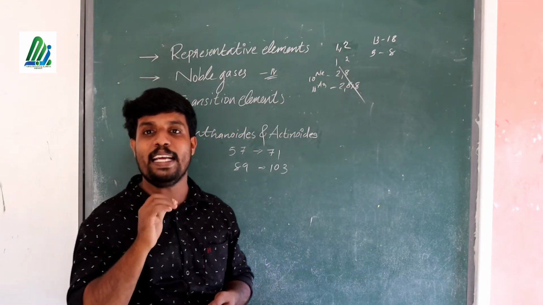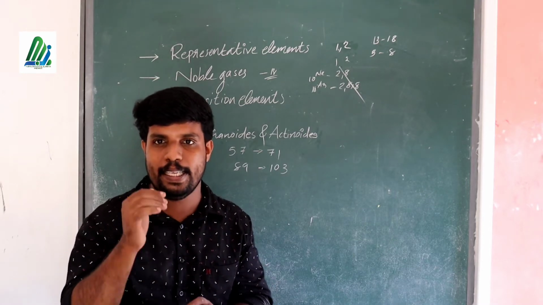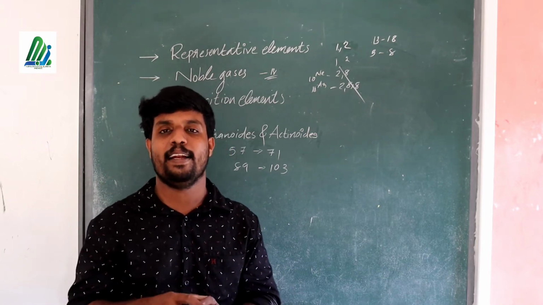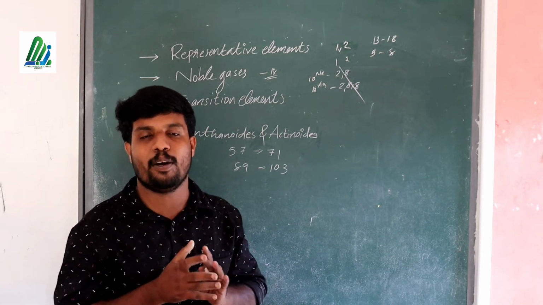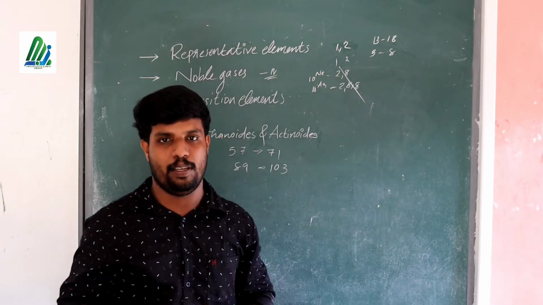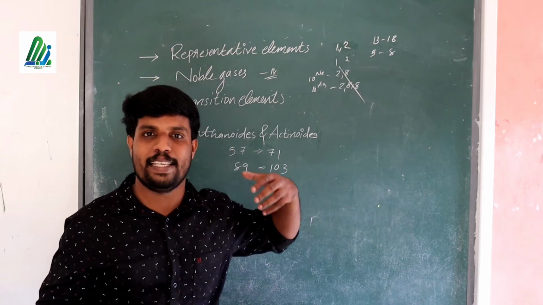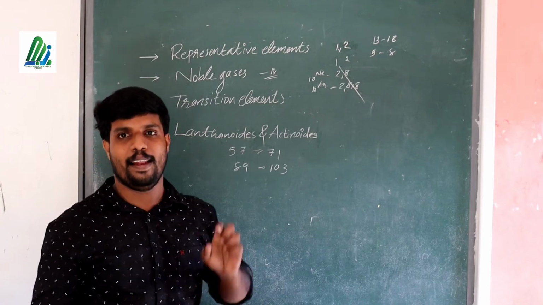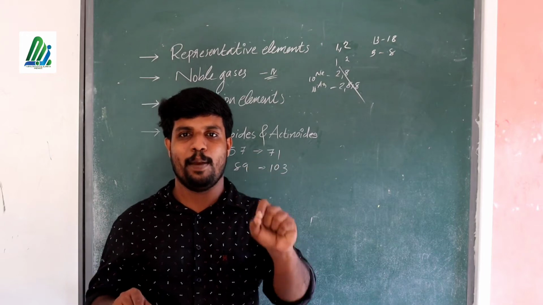That means they are already stable. They have completed their octet electronic configuration. That's why these elements are stable. If the valence shell contains 8 electrons, that is known as octet electronic configuration. There is no need to take part in a chemical reaction because they are already stable. So that's why they are known as noble gases.